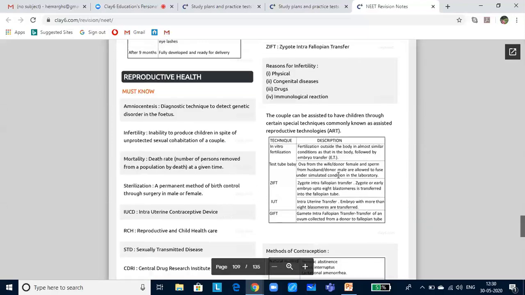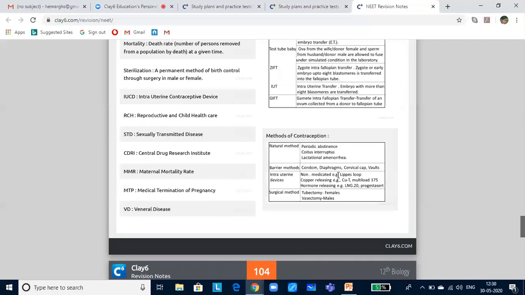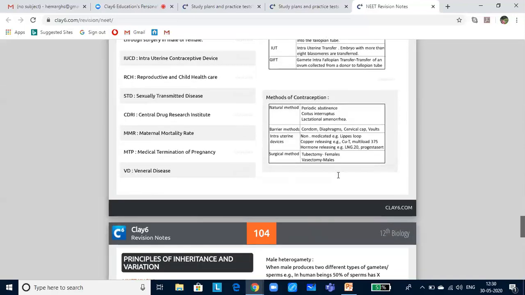Now let us look at the methods of contraception. Natural methods of contraception work on the principle of avoiding chances of meeting between the gametes, and this can be done by following periodic abstinence, coitus interruptus, and lactational amenorrhea, but none of them are foolproof. So the natural method is periodically, when you know the ovulation time, if you avoid coitus, then there is no pregnancy. Coitus interruptus, and when the mother is feeding a child, then they consider that to be a safe period, but not in all the cases.